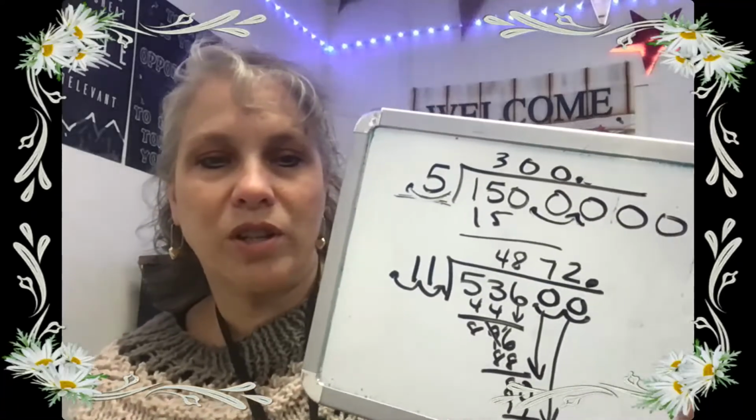Sometimes people will make a line. I think the kids usually do that. They make a line to know that they've brought down another number. And then 11 into 80 would be 7. Bring down another 0. And 11 into 30 would be 2. Okay, so I'm just going to stop there.